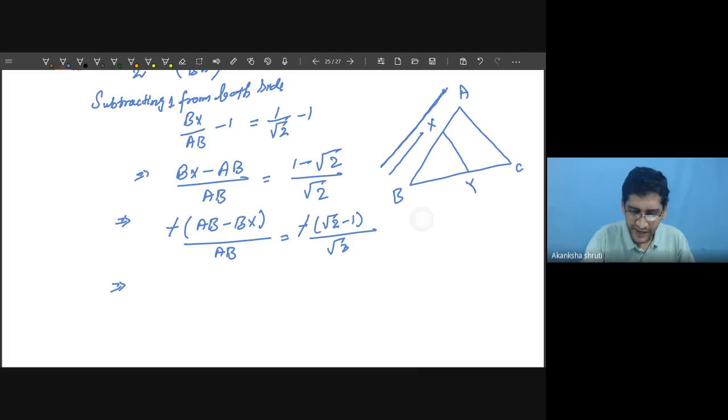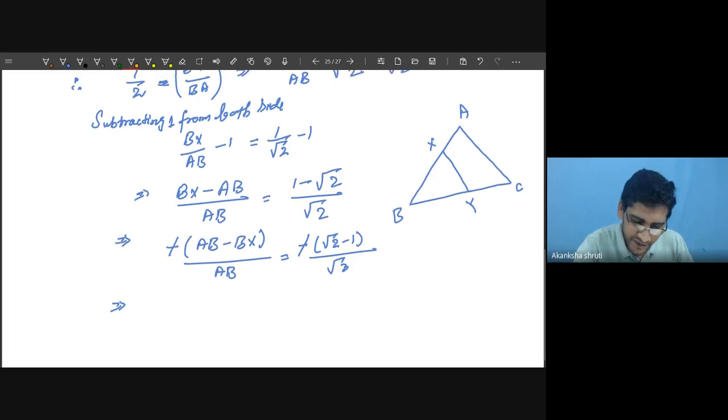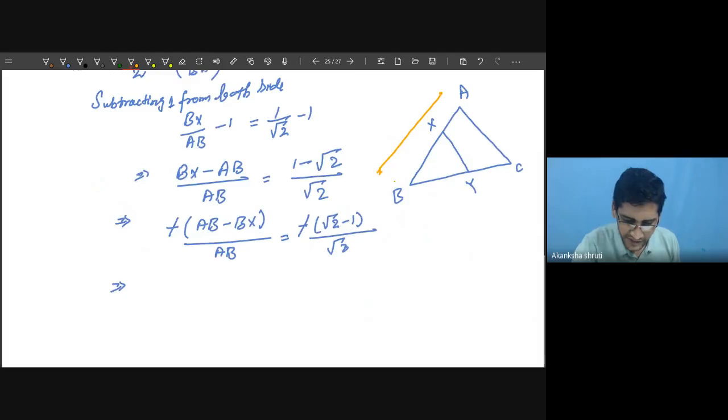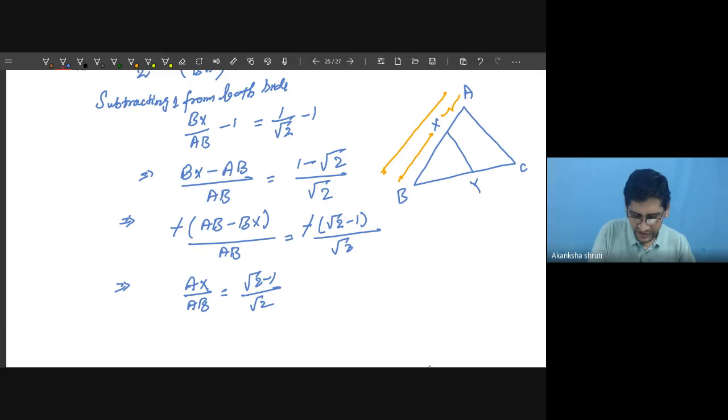Observe, student, from this figure I have drawn. AB is our bigger length, this much. From this, we want to subtract the smaller length. Means we have this bigger length BA. From this, we are going to subtract the smaller length BX. So what will be left? Only this much will be left. Therefore, I can write AB minus BX as AX. And the denominator BA or AB, keep it as it is. And the right hand side is our root 2 minus 1 by root 2. So this is the required answer.